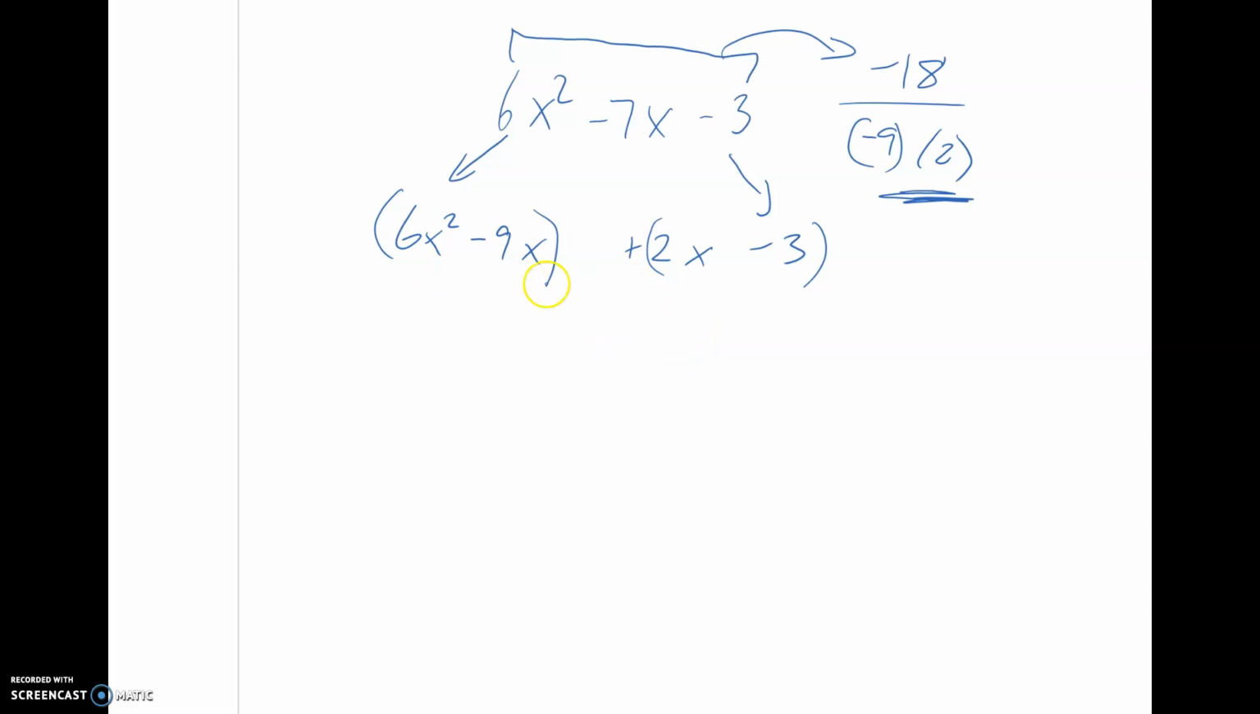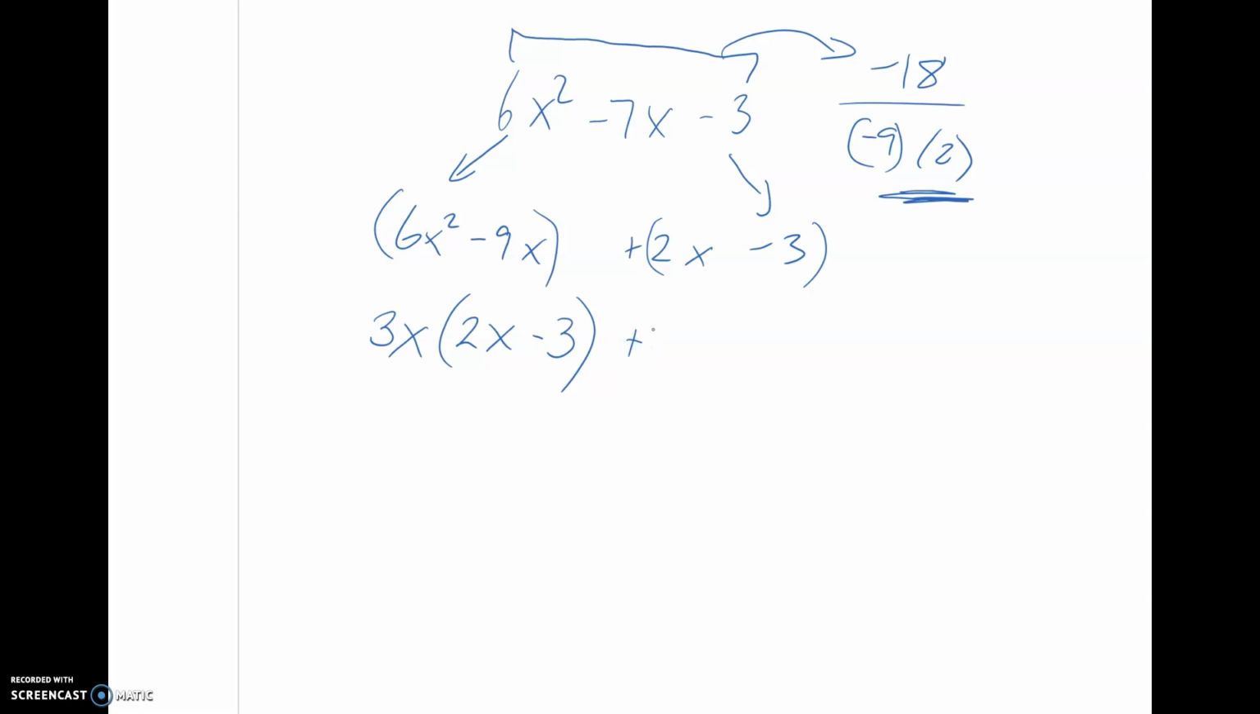Okay, look at the first two terms and see what they have in common in terms of a common factor. They have a 3 and an x. So I can take a 3x out, and I'm left with 2x. Clean that up. 2x minus 3. Remember, if I distribute that 3x back in, it should be the same thing that I started with.